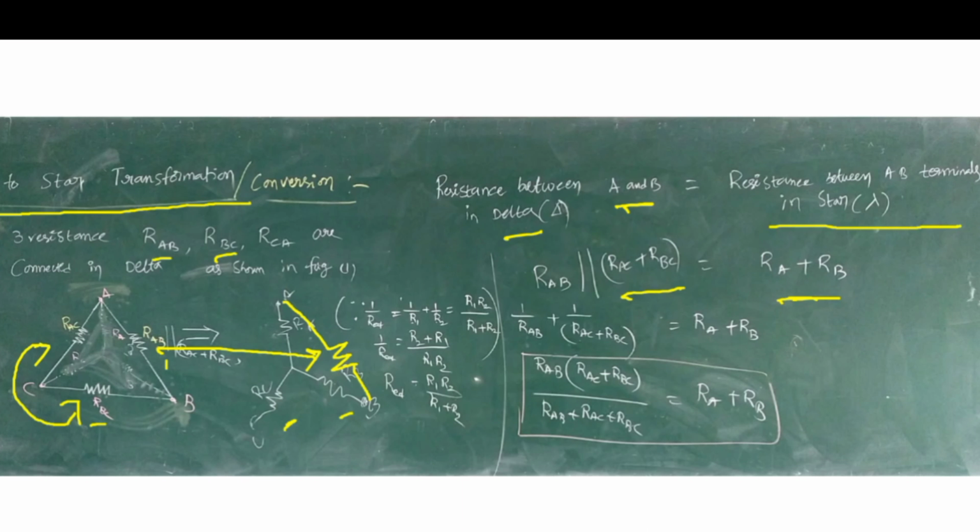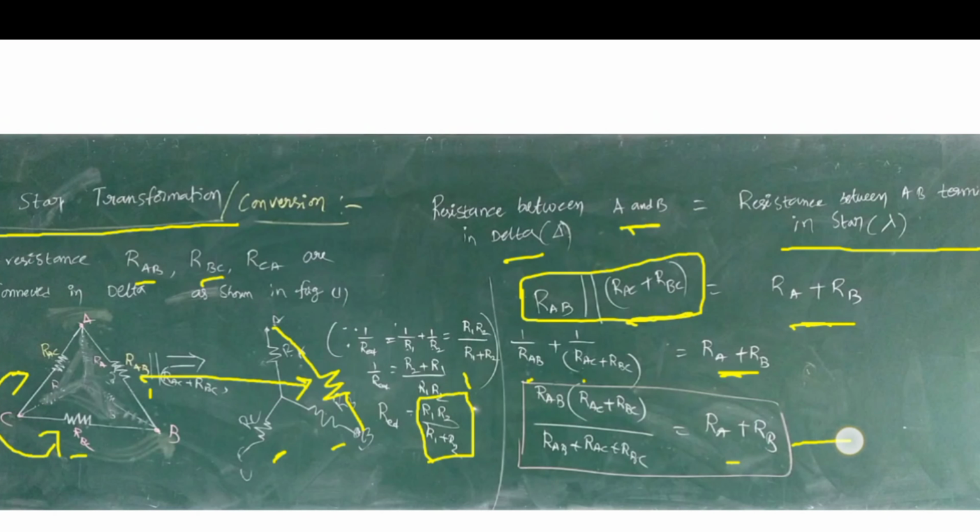Now you can convert this equivalent resistance. If RAB is in parallel with the combination of RAC and RBC, then that equals RA plus RB. Now do the simplification. When resistances are connected in parallel, you can write R1 R2 by R1 plus R2. Similarly, RAB into RAC plus RBC, over their sum, equals RA plus RB.